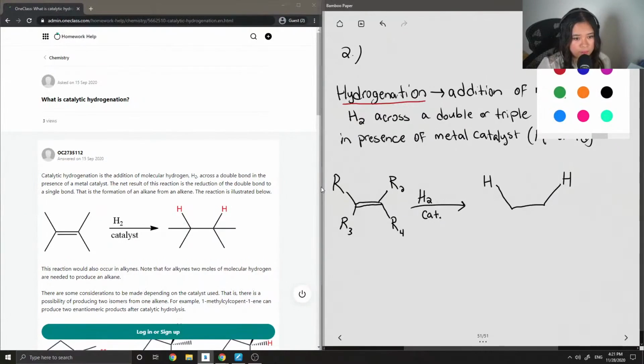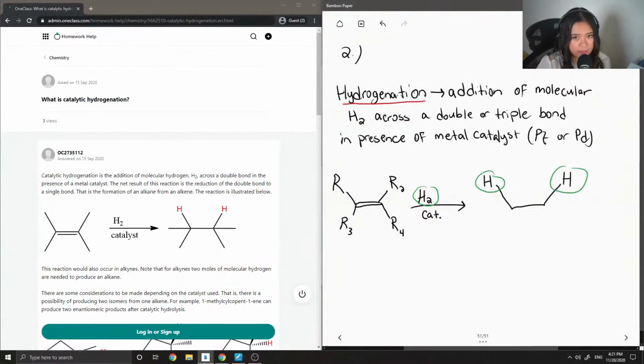And let me just circle. These are the two new hydrogens that are added onto the group. And then I'll show that the double bond is reduced to a single bond. And then the rest of the R groups just remain the same.